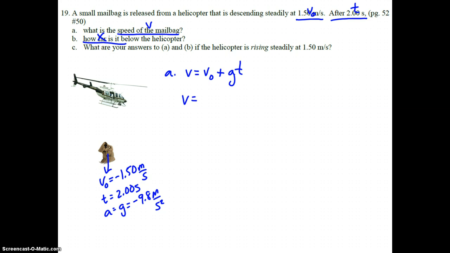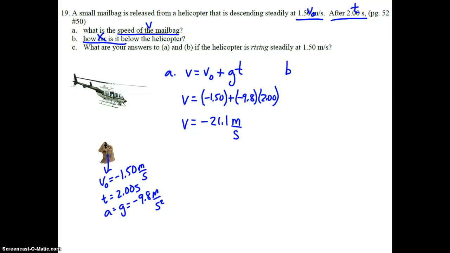V equals negative 1.5 plus negative 9.8 times t times 2. The final velocity, if we go ahead and calculate that, is negative 21.1 meters per second. What does that tell us? It tells us, of course, that after 2 seconds, the bag is still falling downward, which makes sense given the problem. Okay?